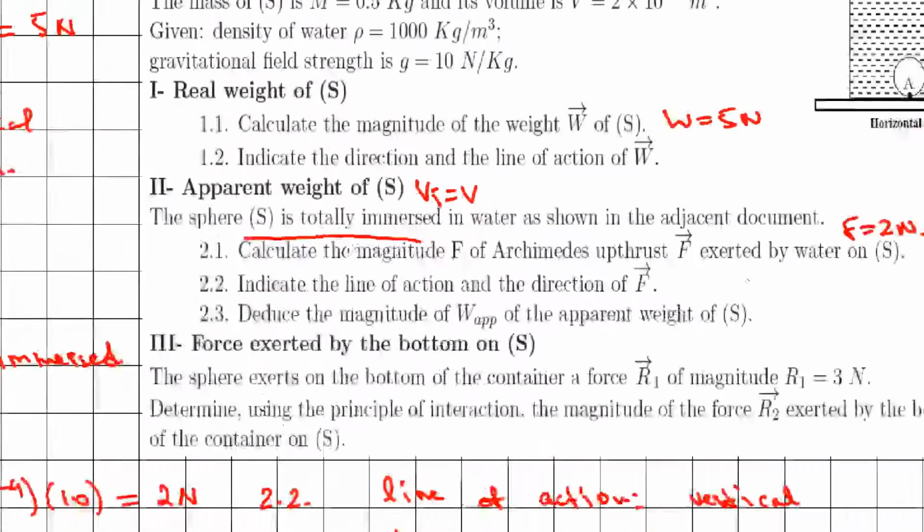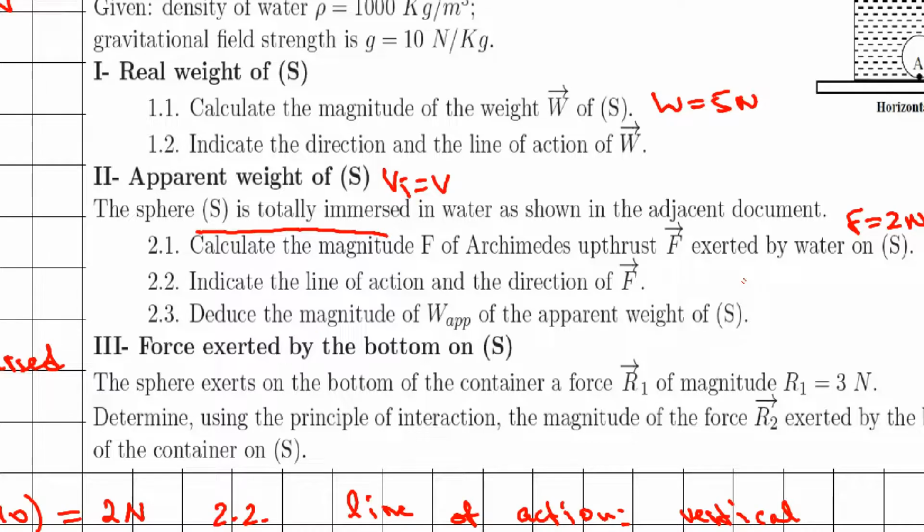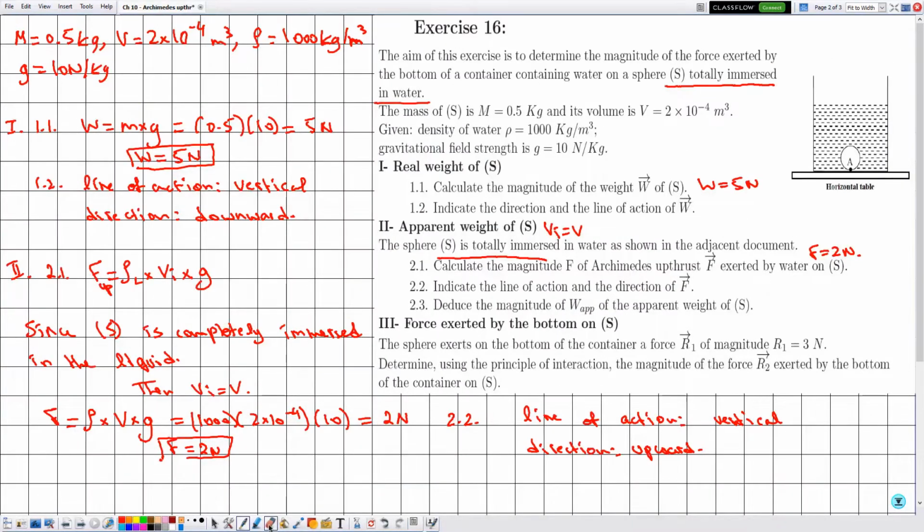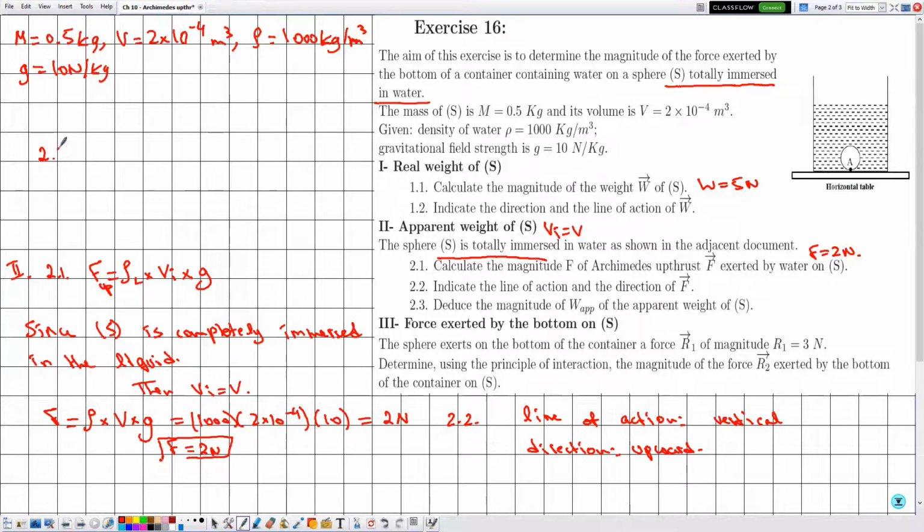Now in 2.3, deduce the magnitude of W apparent, and by deduce it means that we need to use the previous parts. So in part 2.1 we have determined the magnitude of F, and we know that referring to the definition, F is given by the value of the real weight, which is denoted by W, minus the value of the apparent weight, and we are interested in determining the value of the apparent weight.